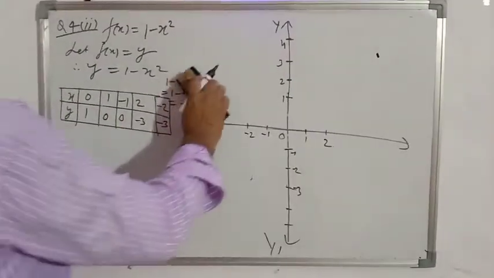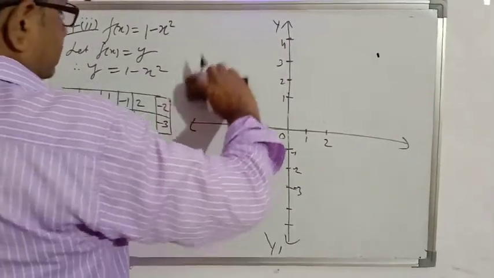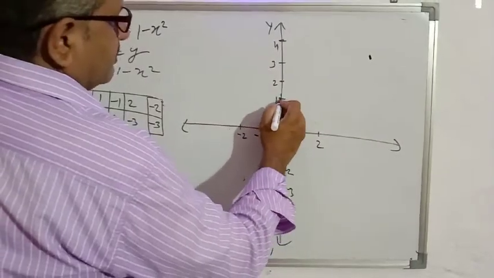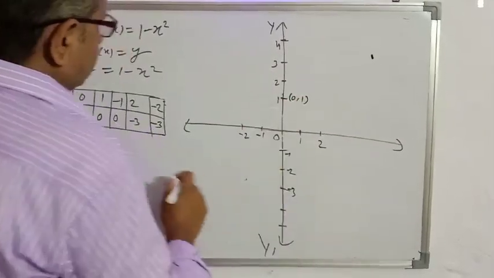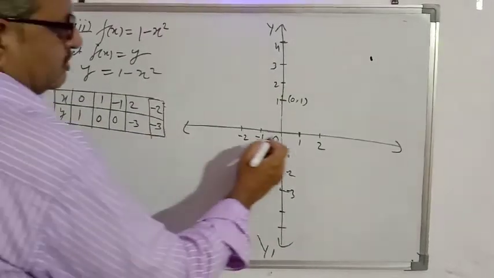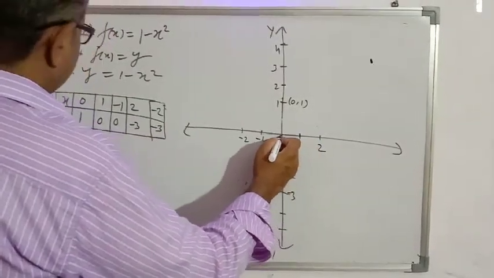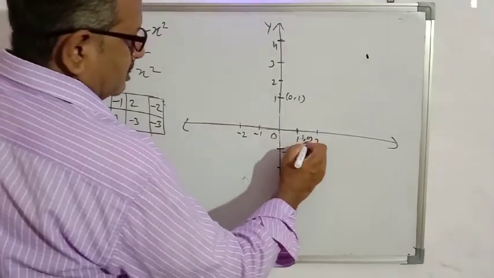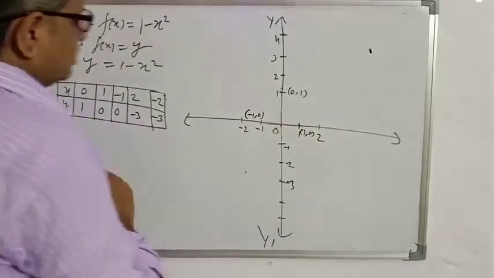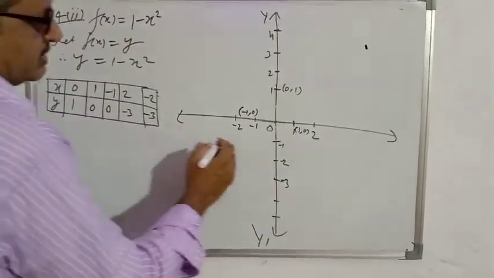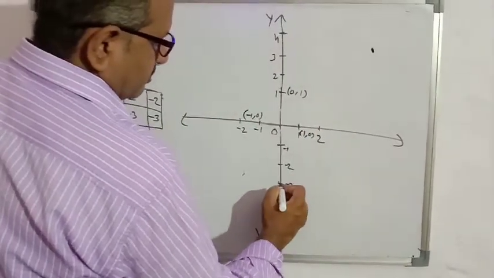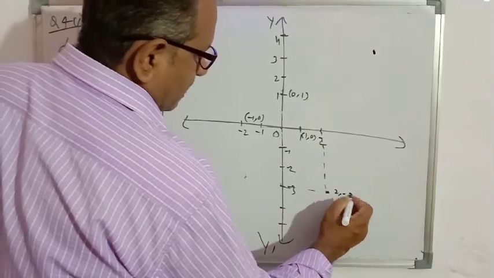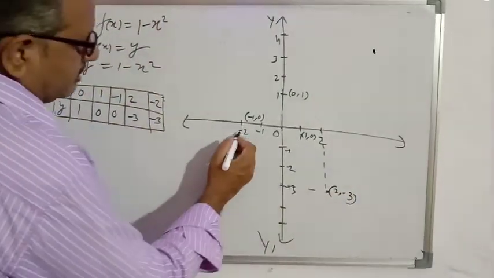With the help of the table, we will plot the graph. So if x is 0, y is 1. So (0, 1), this point. x is 1, y is 0. x is minus 1, again 0. So these 2 points: (1, 0), (minus 1, 0). If x is 2, y is minus 3. So it is (2, minus 3). x is minus 2, y is minus 3.